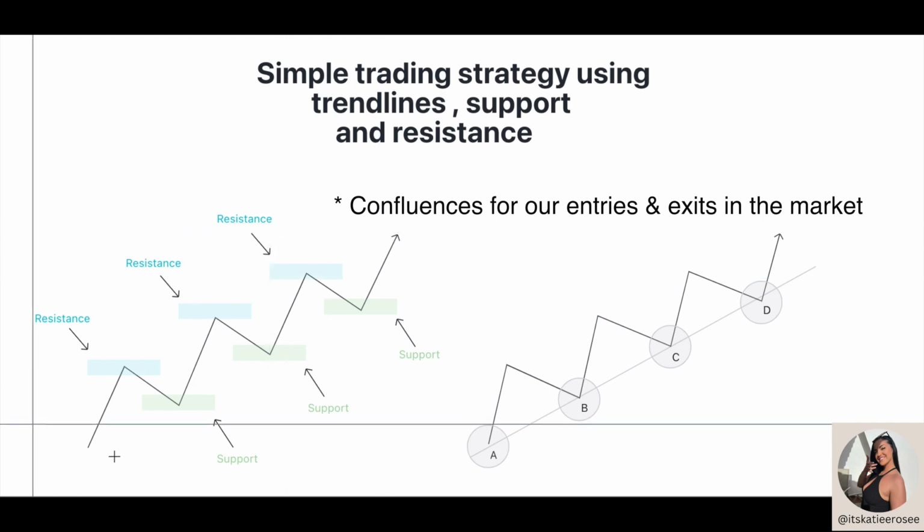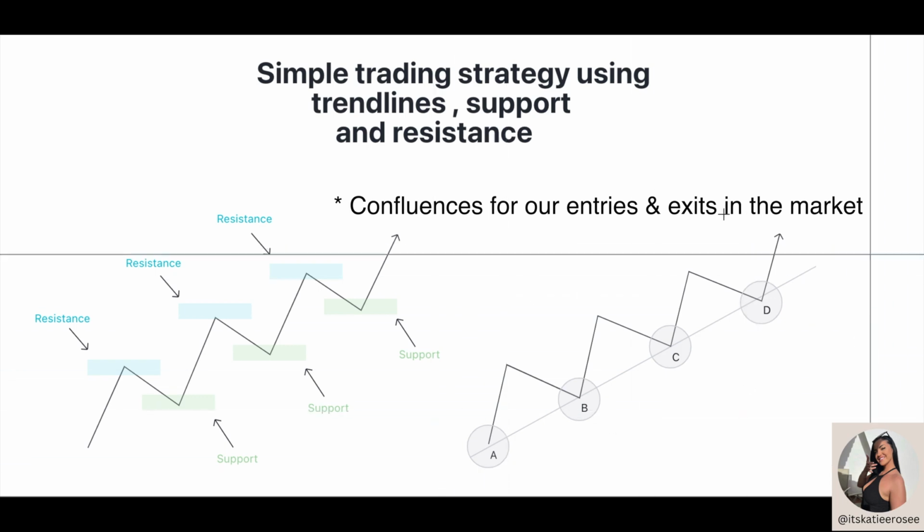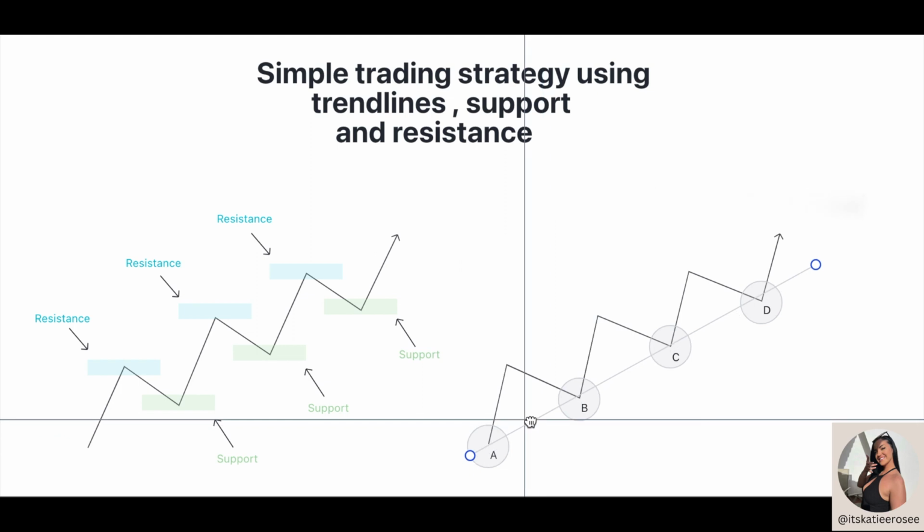We will just use support and resistance zones as confluences in the markets, knowing that this is where you would put your money in and out of the market. And then we're going to move on to this area here. This is the trend line, this part here.